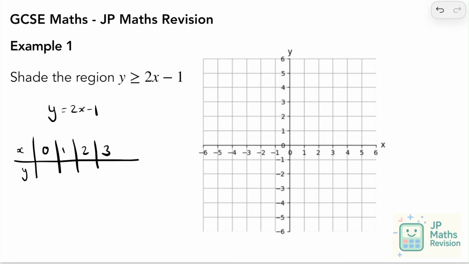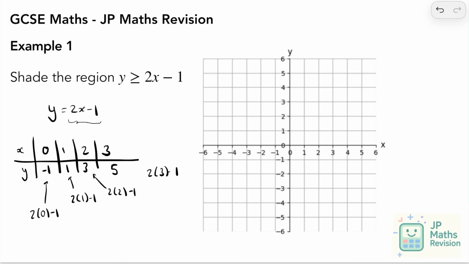So when x equals 0, I need to sub x equals 0 into here. So I do 2 times 0, take away 1. So y is going to be -1. When x is 1, I'm going to do 2 times 1, take away 1. So 2 times 1 is 2, 2 take away 1 is 1. When x is 2, I'm going to do 2 times 2, take away 1. So 2 times 2 is 4, and 4 take away 1 is 3. And when x is 3, I'm going to do 2 times 3 minus 1. So that's going to be 5.